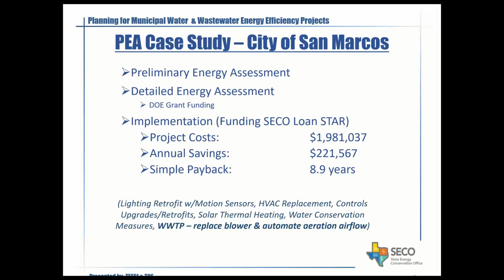So the projects that were identified were close to $1.9 or $2 million with annual savings of $220,000 per year, with a simple payback of 8.9 years. And the types of projects that they implemented were lighting retrofits with motion sensors, HVAC replacements, control upgrades and retrofits of their HVAC systems, solar thermal pool and water conservation measures, and most importantly, at their wastewater treatment plant, replacing the blower and automatic aeration airflow system.